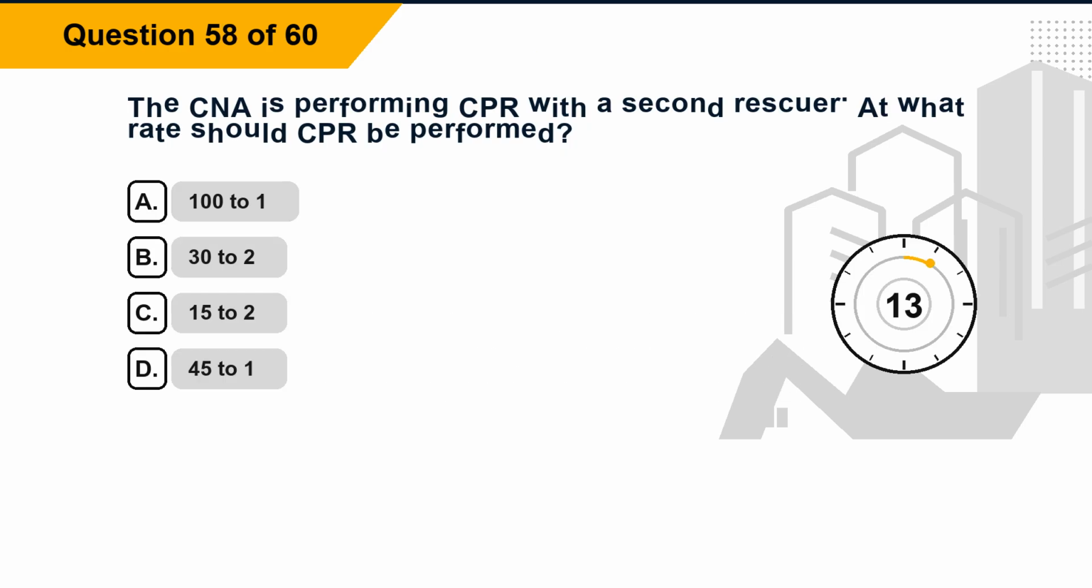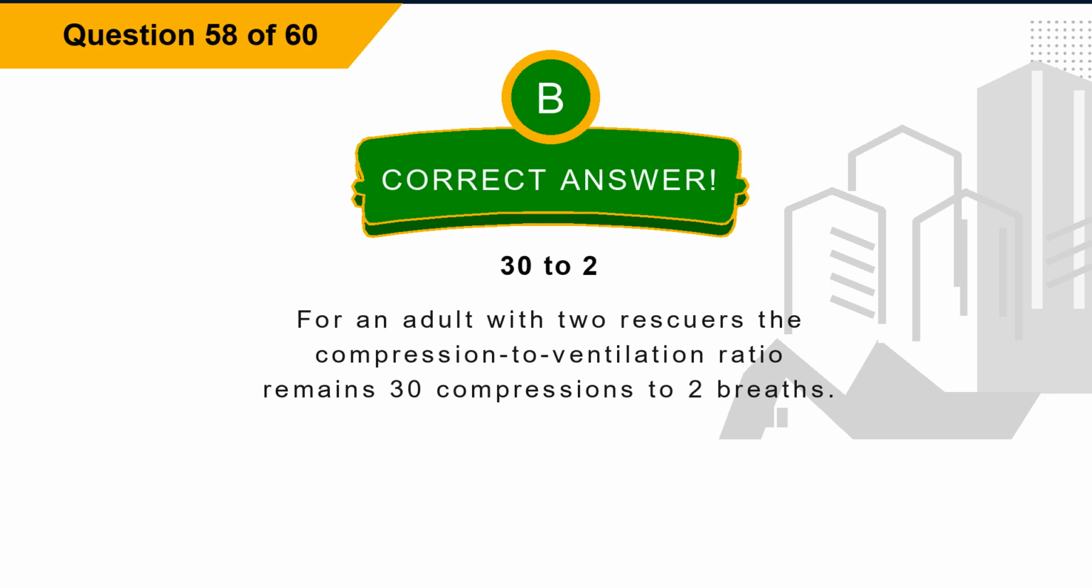Question 58. The CNA is performing CPR with a second rescuer. At what rate should CPR be performed? Option A, 100 to 1. Option B, 30 to 2. Option C, 15 to 2. Option D, 45 to 1. The correct answer is option B, 30 to 2. Explanation: for an adult with 2 rescuers, the compression to ventilation ratio remains 30 compressions to 2 breaths.